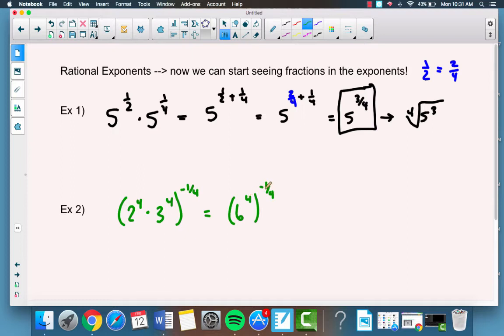And now we have a power to a power. So remember, powers to powers, we multiply. So when we take 4 times negative 1/4, we get 6 to the negative 1st. And then back to our negative exponent rule, remember, we don't leave those, so we flip it. So we get 1 over 6 to the 1st, or just 1/6. Okay, so it's the same rules that we've used in chapter 7, but now we're just dealing with fractions, and so it makes it a little bit more complicated.